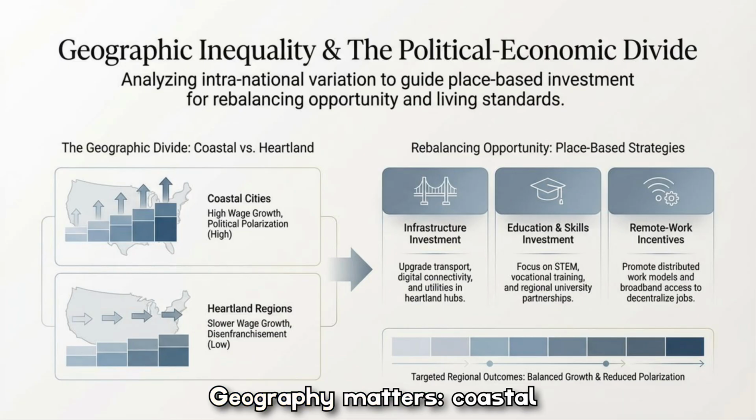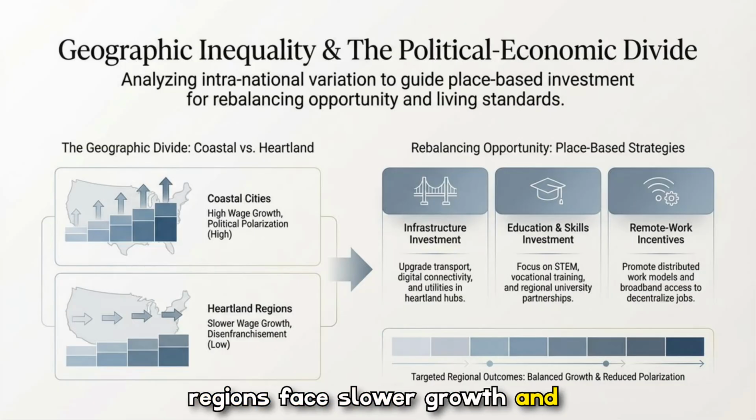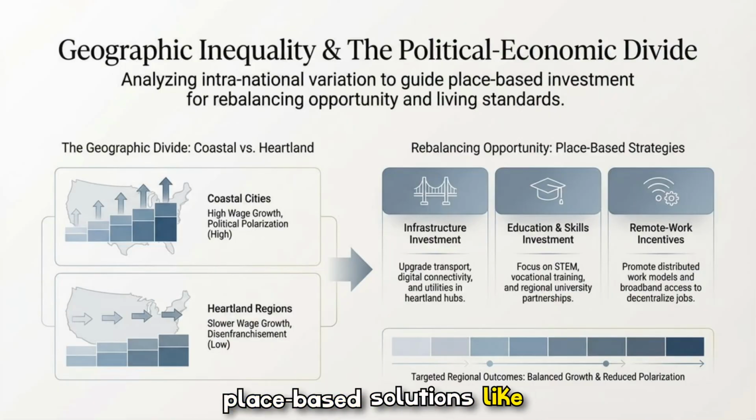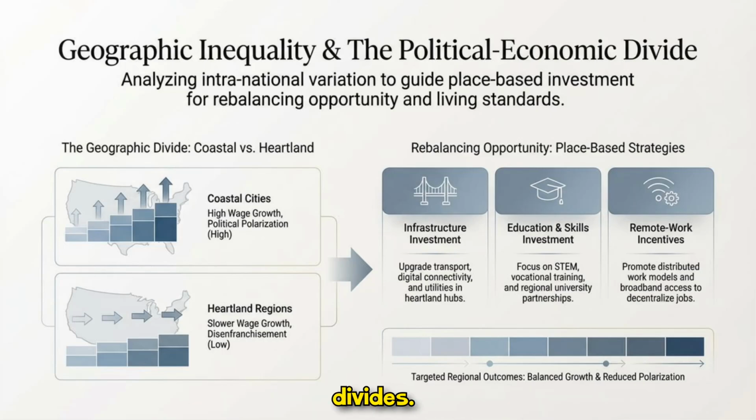Geography matters. Coastal cities often experience high wage growth and political polarization, while heartland regions face slower growth and disengagement. The slide's map and strategy boxes point to place-based solutions like infrastructure upgrades, targeted education and skills investment, and incentives for remote work to decentralize jobs, all aimed at balancing regional opportunity and reducing political and economic divides.